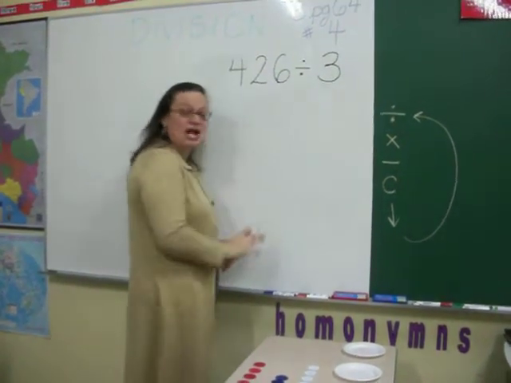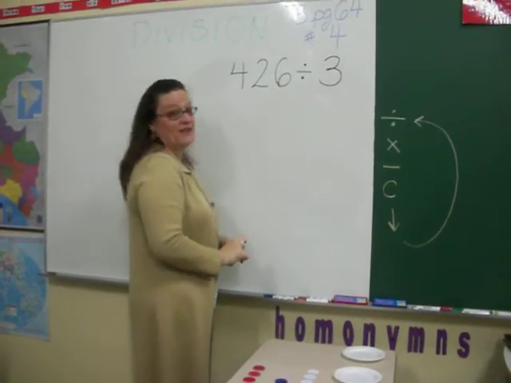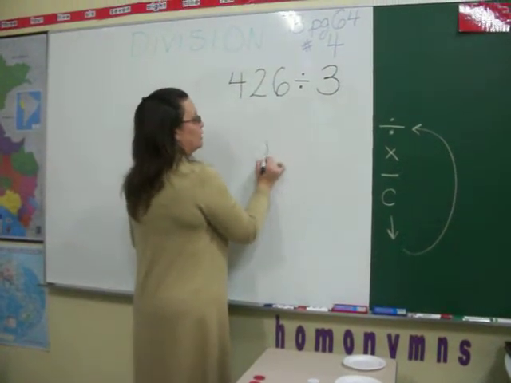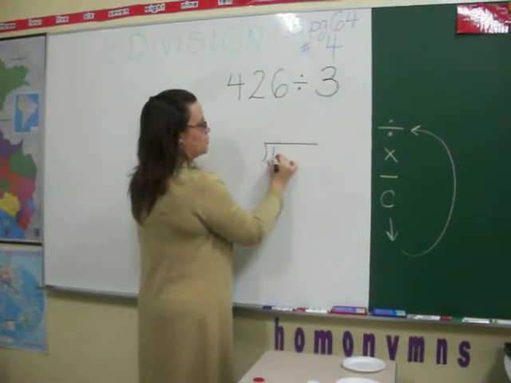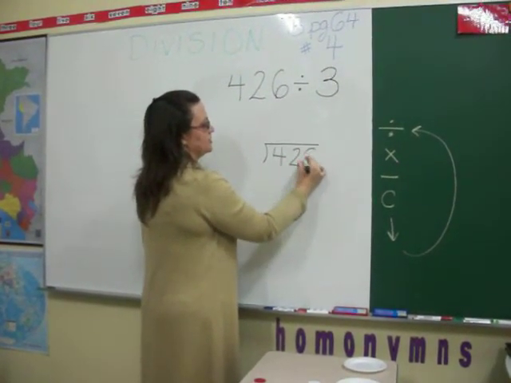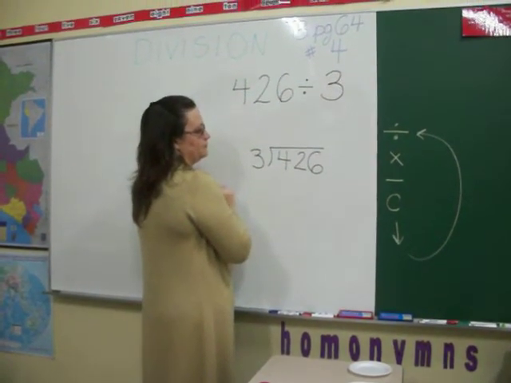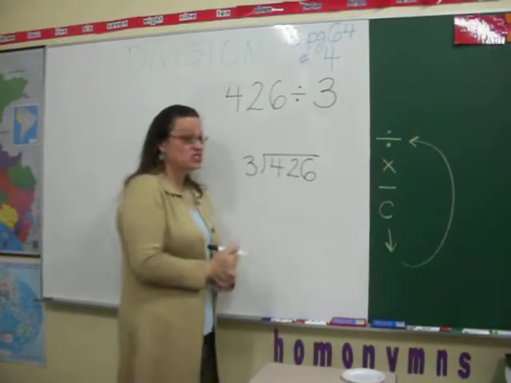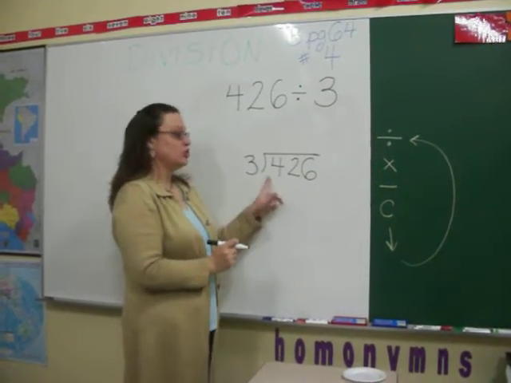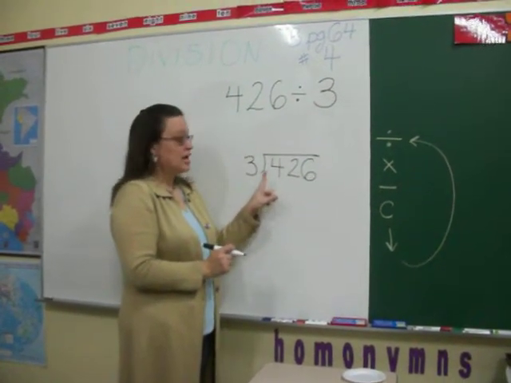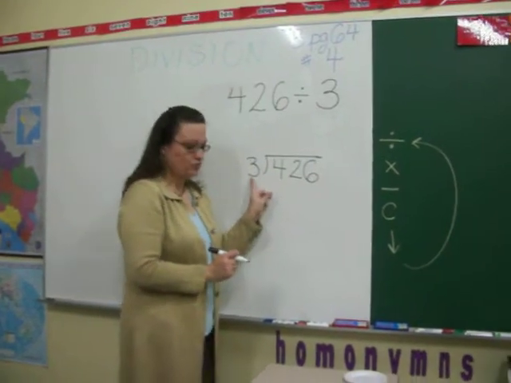So, 426 divided by 3. How do I write that? 426 divided by 3. Now, where do I start? I always start closest to the door. I start with my hundreds, and I have 3 friends.